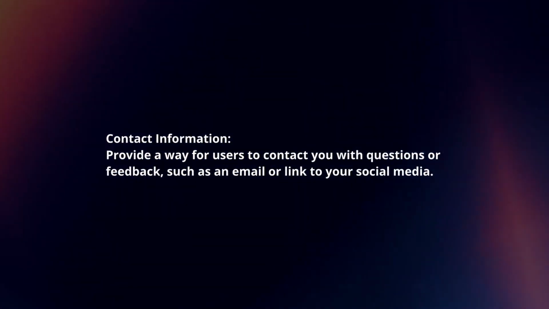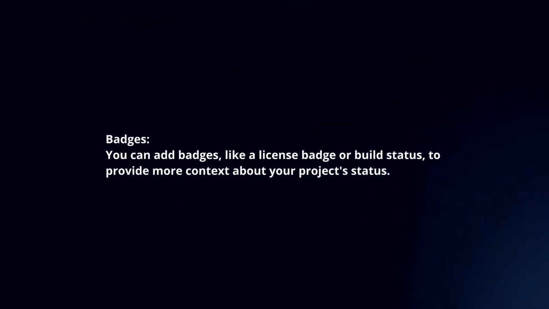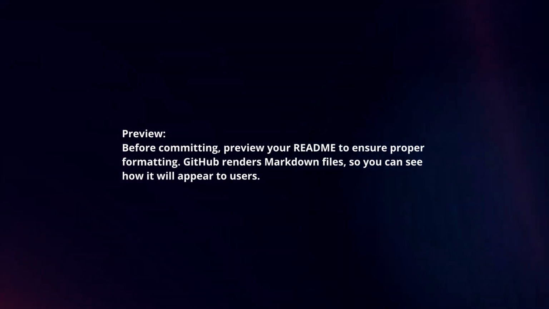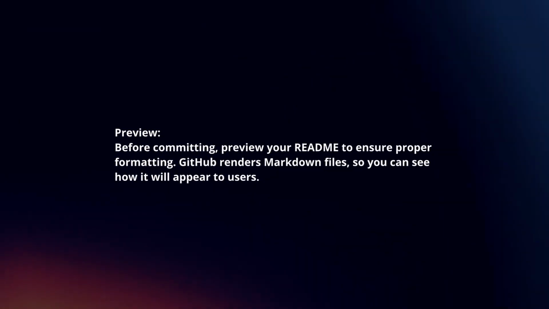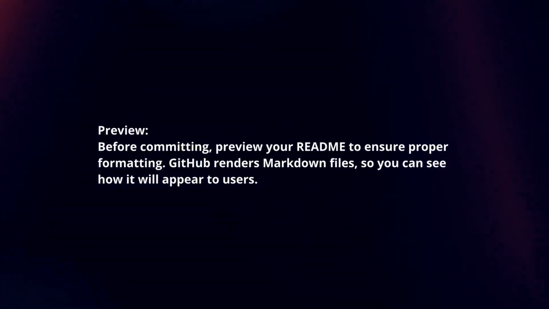to your social media. Badges. You can add badges like a license badge or build status to provide more context about your project status. Preview. Before committing, preview your README to ensure proper formatting. GitHub renders markdown files so you can see how it will appear to users.